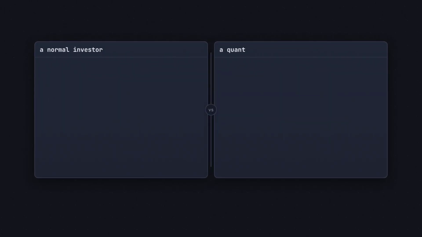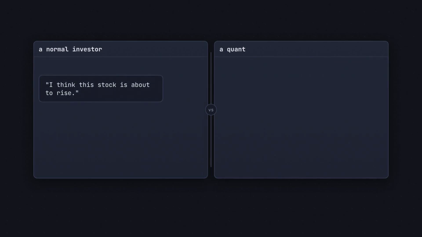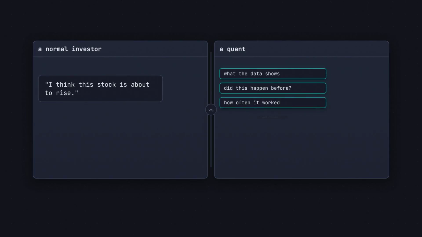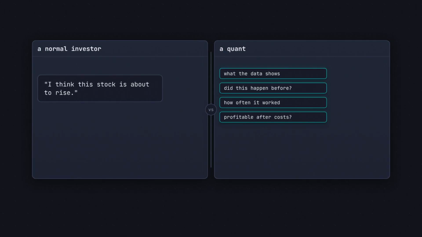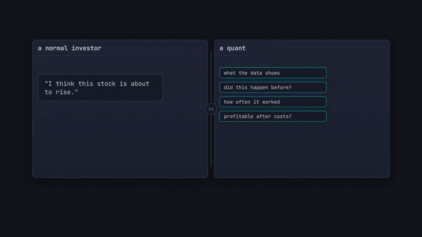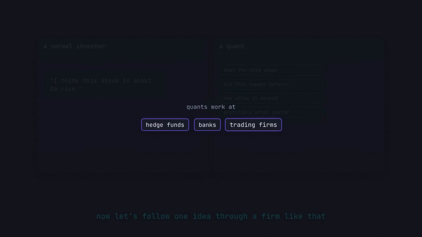The word quant is short for quantitative. It simply means using numbers, data, and mathematics to make decisions. A normal investor says, "I think this stock is about to rise." A quant asks a different set of questions: what the data shows, whether this pattern happened before, how often it worked, and whether it still makes money after all the costs. Quants work at hedge funds, banks, and specialized trading firms. Now let us follow one idea through a firm like that.